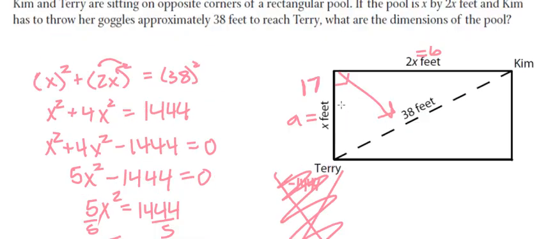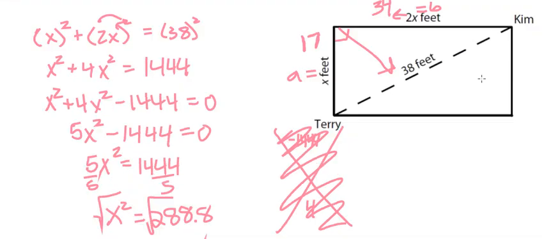And then we're going to go back and say here that 2x is going to be 2 times 17, so that's going to be 34, which means that we have a situation where if we want to know the dimensions of the pool is 17 feet by 34 feet.